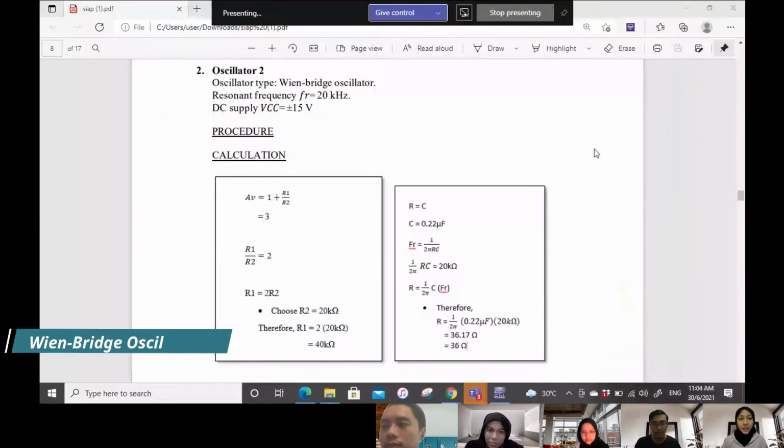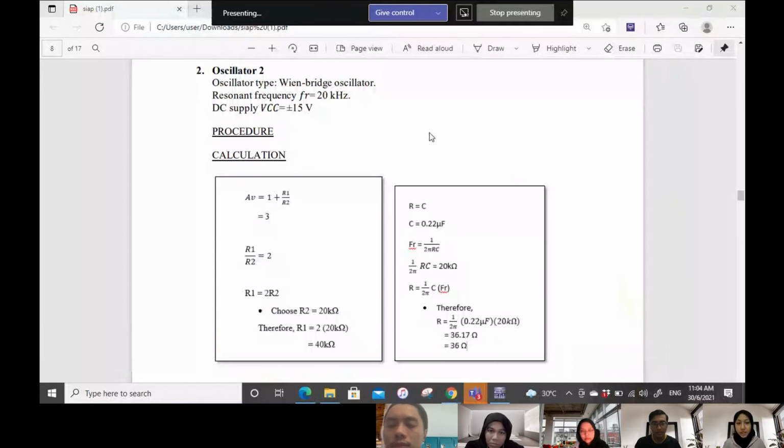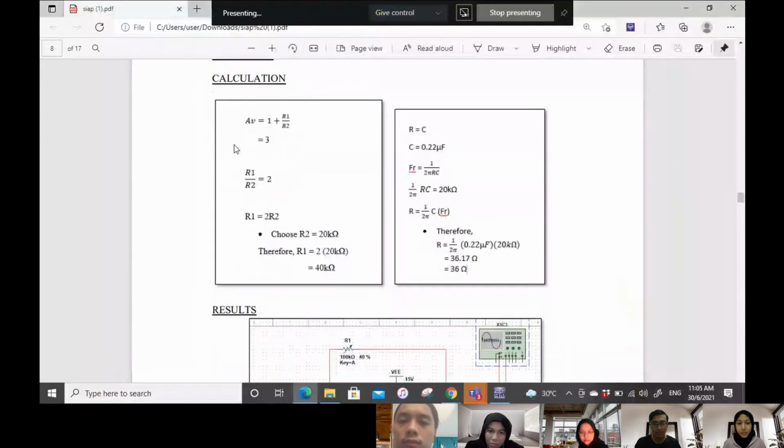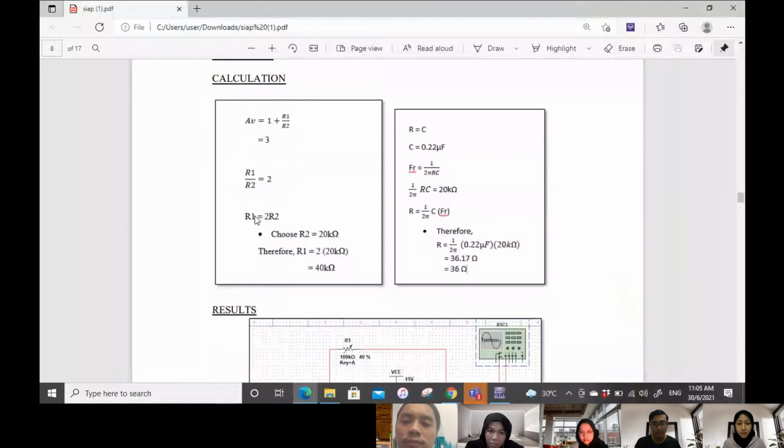Okay, so hi, my part is oscillator 2, where the resonant frequency given for this oscillator is 20 kilohertz. So this is my calculation. To get R1, we use the formula R1 equals 2 times R2. Then we choose R2 as 20 kilo ohm. Therefore, R1 equals 2 times 20, which gives 40 kilo ohm.